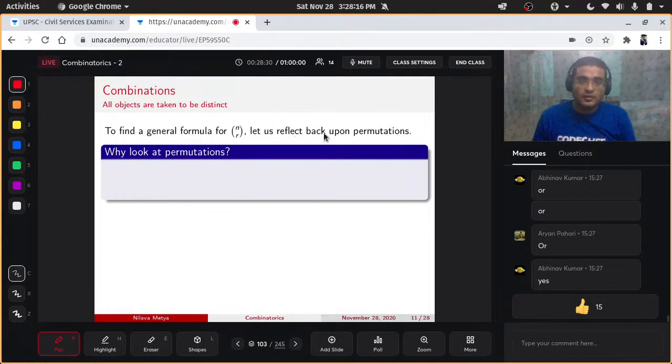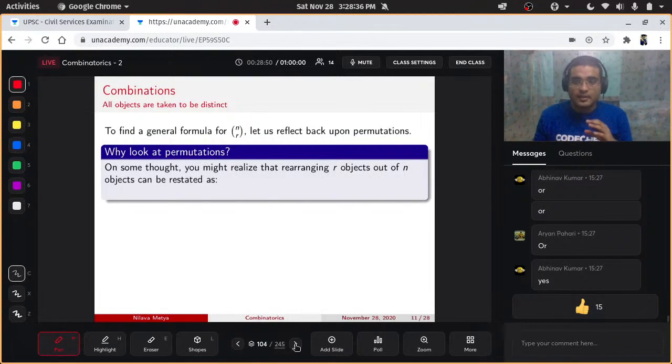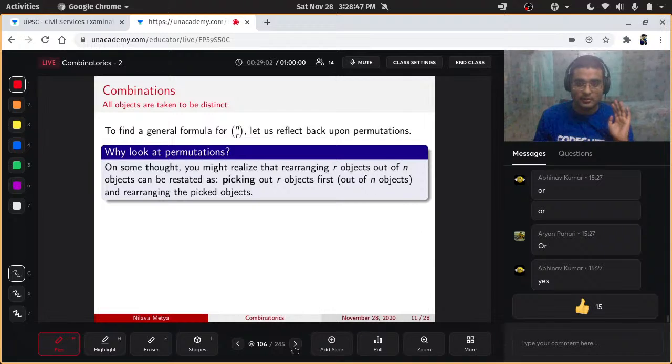So we reflect upon permutations. But why do we want to look at permutations? Because if you state the case of permutations exactly in English, like r permutation, as in nPr, what does that mean? It means that you are choosing r objects from n objects and then rearranging them, right? So pick r objects and then rearrange.